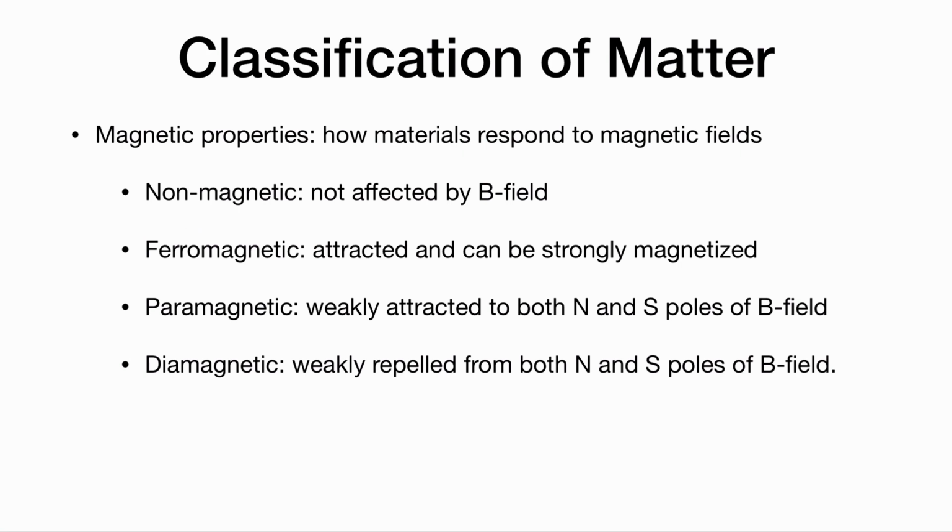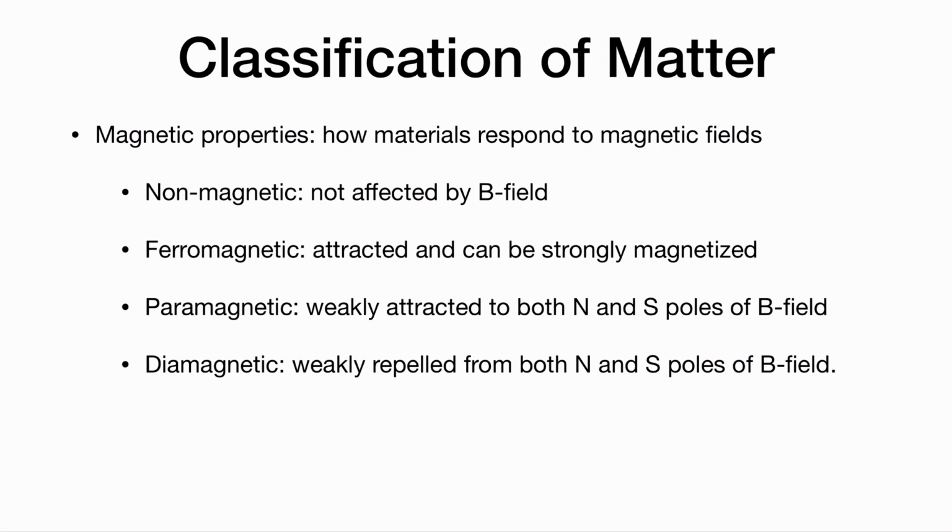And then you have paramagnetic ones. These ones are weakly attracted to both sides of a magnetic field, whether the north or the south. Typically, this is true of alloys. Some alloys, because of their magnetic properties, may not have strong attraction to a magnetic field, but there's nonetheless some amount of attraction. So they're not completely non-magnetic.